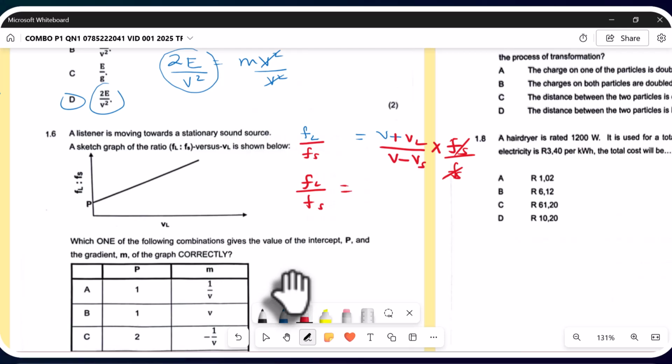Then the next question. We're saying that two charged particles in a vacuum exert electrostatic forces on each other. The system of the particles is changed in such a way that the force that one particle exerts on the other particle is now 25% of the initial force, so it has decreased. Which one of the following statements best represents what happened during the process of transformation?